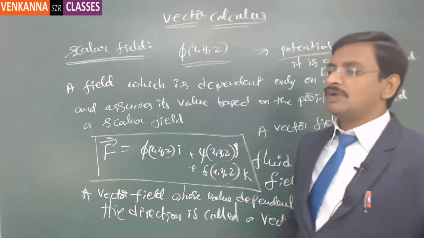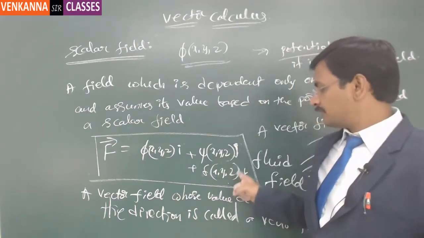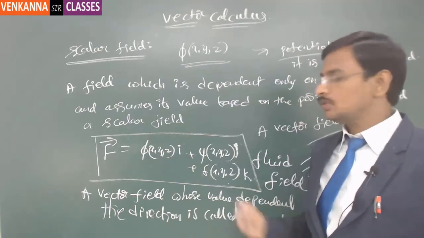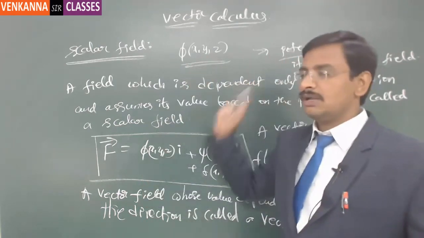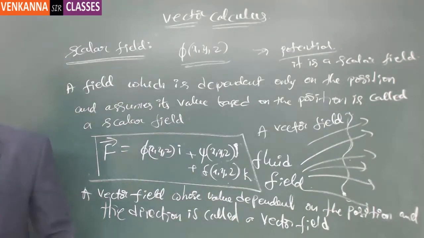In phi(x, y, z) there are no i, j, k components, which are nothing but the directional components. Here there are i, j, k components. These components you have to be aware of. So this is a vector field, and this is a scalar field. Got it? Any questions on this? Okay, do you have any questions? Okay, great.